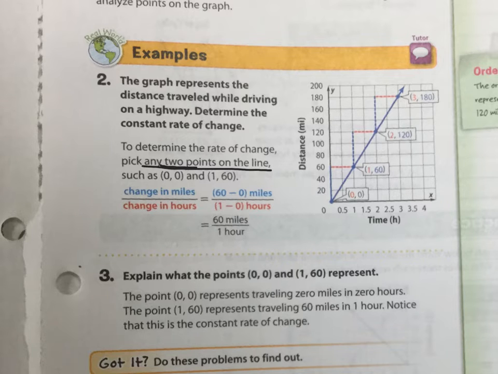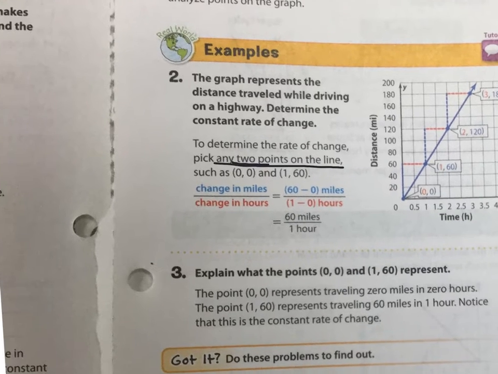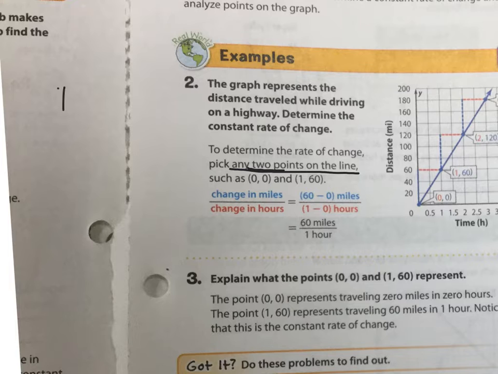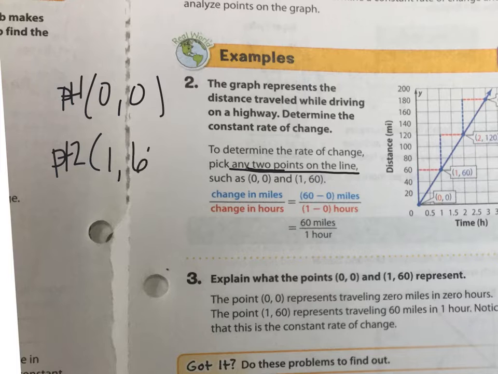All right, so they picked 0, 0, and 1, 60. So what I want you to do is write those 2 points. Point number 1 was 0, 0. And point number 2 was 1, 60. Now I have my 2 points.